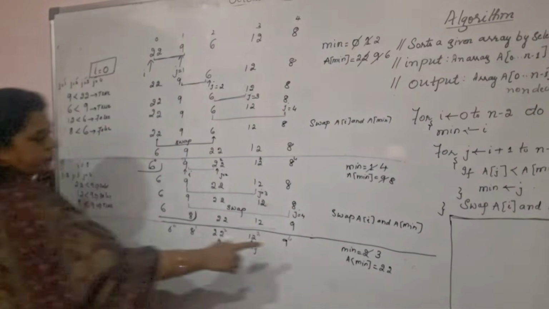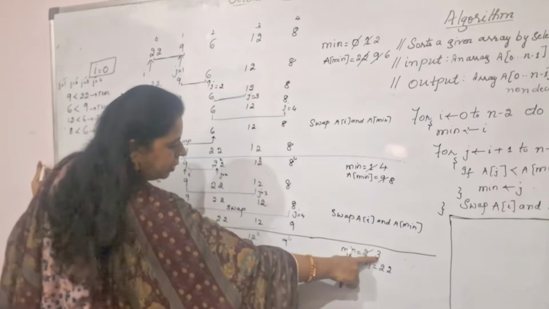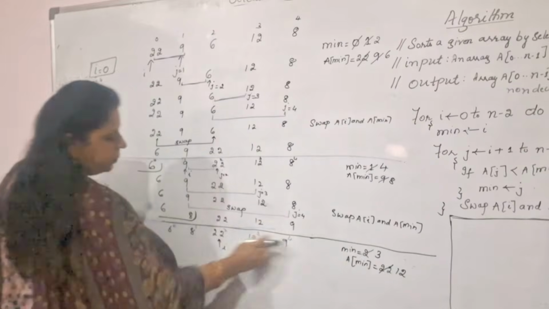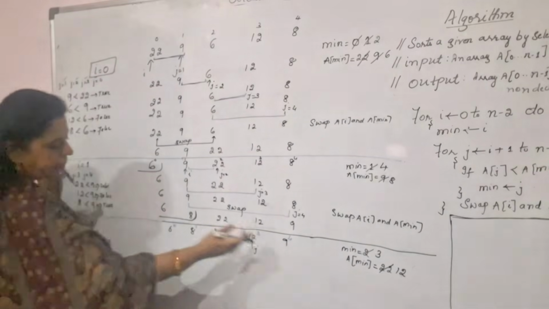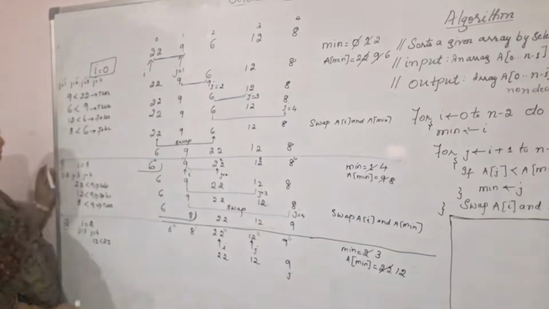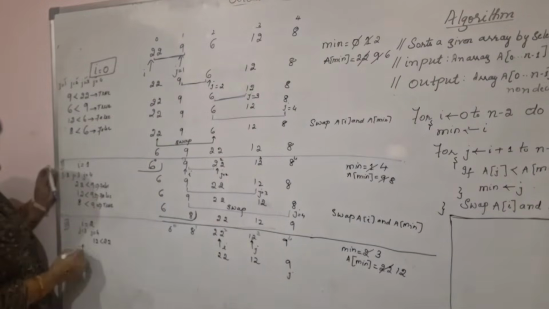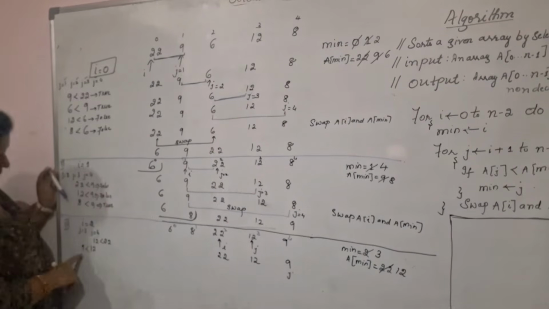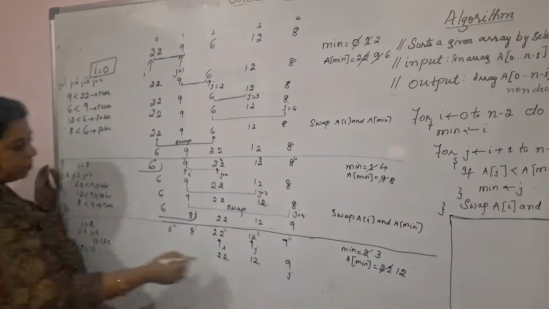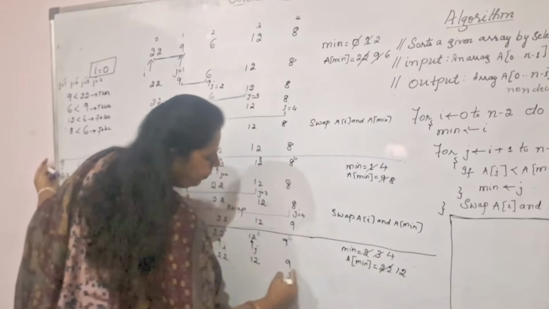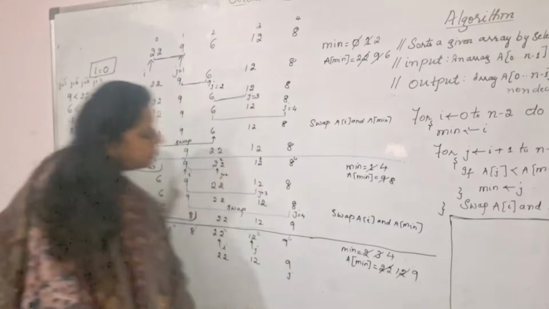Next, if location number 3 is assigned to minimum, the corresponding element is what? 12. Okay, that I'll also write down. Increment the j value by 1. So your j is pointing here. A of j is 9. Whether 9 is less than A of minimum. A of minimum is 12. Yes, it is true. If it is true, update the location number. Location number here is 4. So we'll write here 4 and the new minimum value is 9.